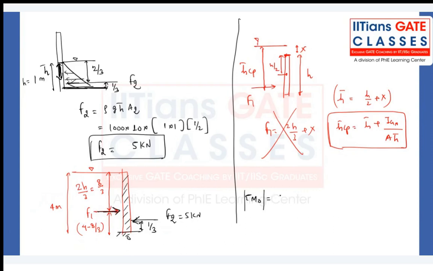So when you just calculate, F1 is what? 80 into 4 minus 8 by 3 minus 5 into 1 by 3. So when you calculate, what are you getting? 105 kilonewton meter will be the answer. Getting my point, all of you?